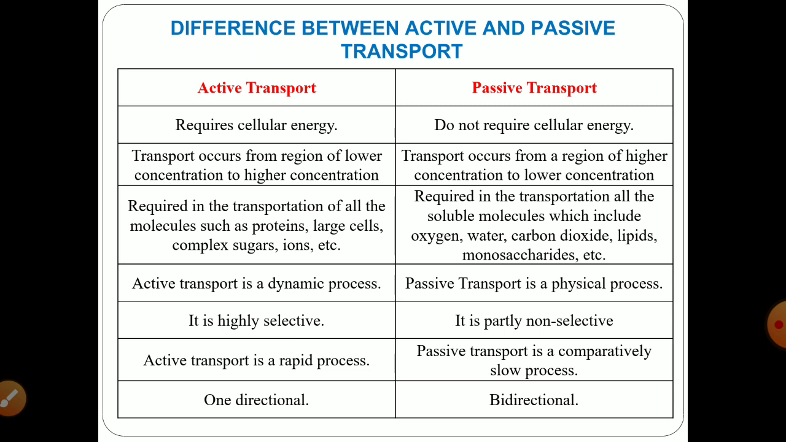In case of active transport, the diffusion may take place from one side only, whereas in the passive transport system you can have diffusion from both sides.